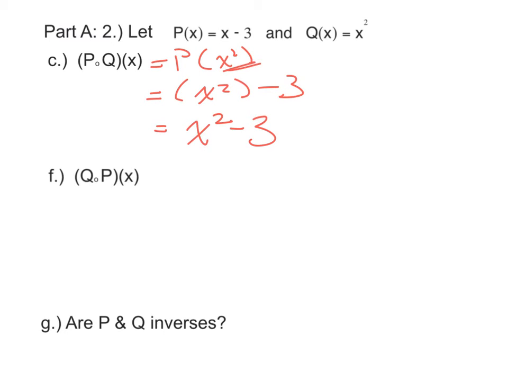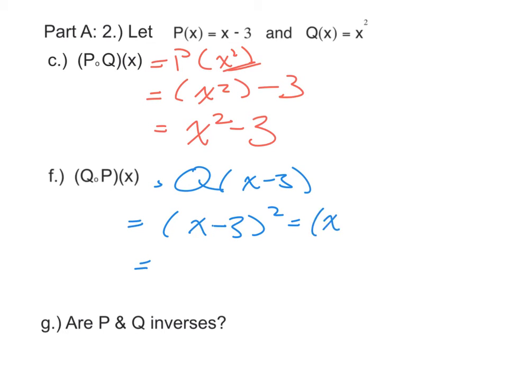For q of p, that means we're going to take p of x, the x minus 3, and plug it into q this time. Well, q was x squared, so we're going to square x minus 3, which means FOILing, because x minus 3 squared is x minus 3 times x minus 3. And if you tell me that that's equal to x squared plus 9, it's definitely wrong, because when we FOIL x minus 3 times x minus 3, we get x squared minus 6x plus 9.